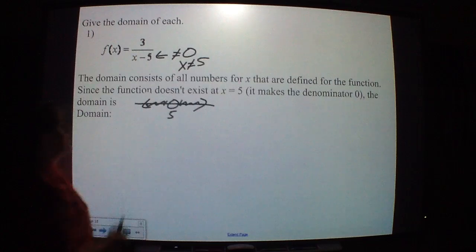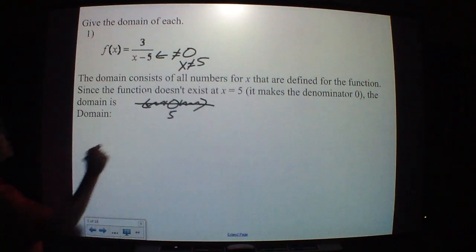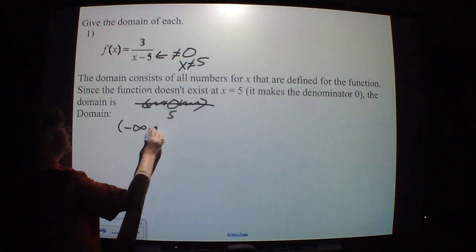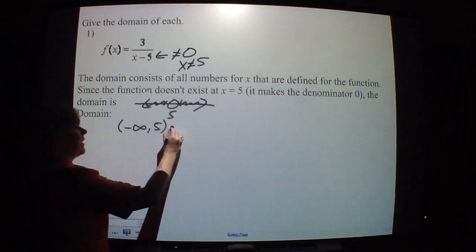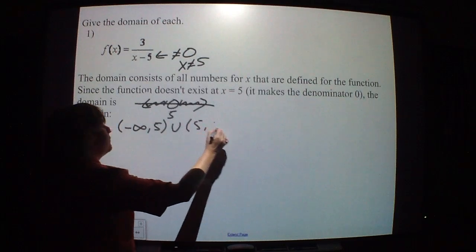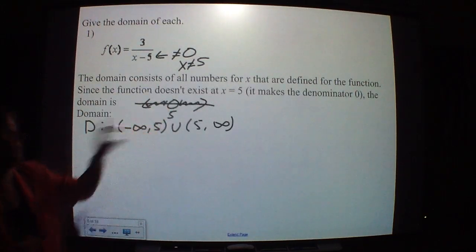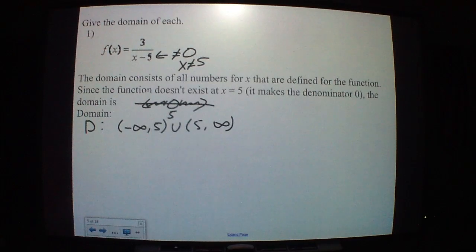With that number being 5, it can't be 5, it could be anything else. So reading this graph from left to right, it goes from negative infinity to 5, it does not include 5, union 5 to infinity. So there's the domain. This is the domain in interval notation. I think it's easiest to graph it first, and then once you graph it, to write the interval notation.